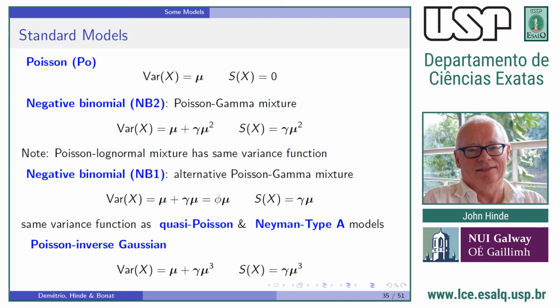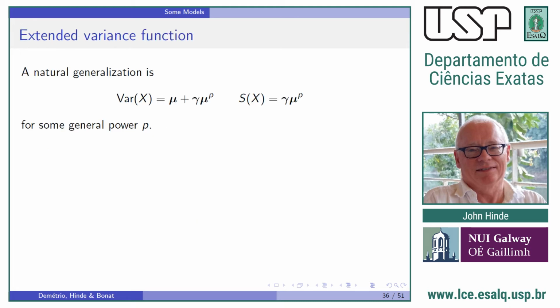If you take a Poisson inverse gamma, so you're mixing, you then get gamma mu cubed. So you can have an S, which is mu cubed. When you look at these things, you suddenly realize, well, what have we got? We've got gamma times some power of mu. So wouldn't it be nice if you could have a model where that was the variance function, and you had S of x some gamma times the general power of mu?